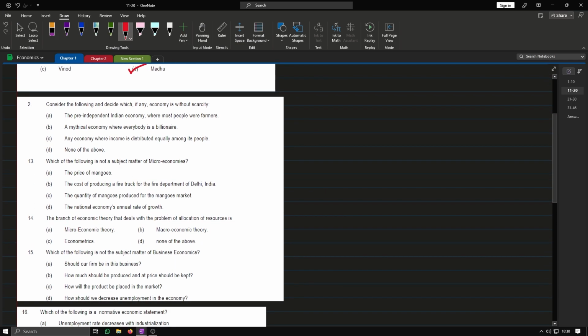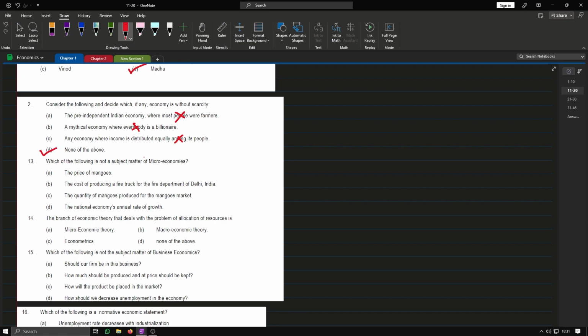Let's see question number 12. Consider the following and decide which, if any, economy is without scarcity. So they are given 4 options again. The pre-independent Indian economy, where most people were farmers, was it without scarcity? No, it definitely was not. A mythical economy where everybody is a billionaire. Even if everybody is a billionaire, an economy can never be without scarcity. It's impossible. Any economy where income is distributed equally among its people. Even if it is distributed equally, there will be some resources that will be scarce. So the option is none of the above.